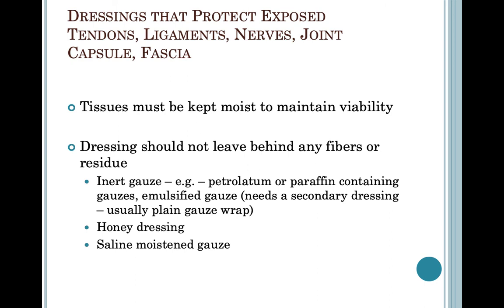So some types of dressings that you might commonly see in wounds that have exposed structures like this are something called inert gauze. Inert gauze is a gauze that has petroleum or paraffin, and so it's kind of slippery and wet, and it needs to be covered with a secondary dressing, but when you pull it out of the wound bed, it won't stick to the biological tissues. Again, you'll see honey dressings or saline moistened gauze. Saline moistened gauze can become problematic in case it dries out. They dry quickly.